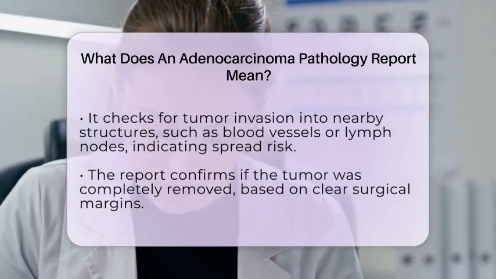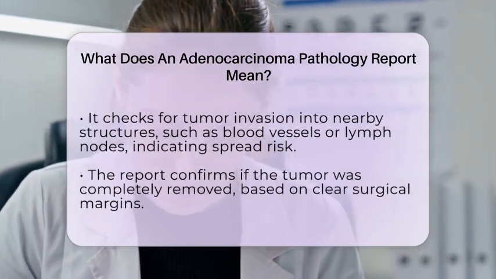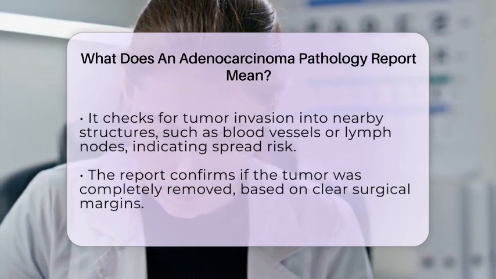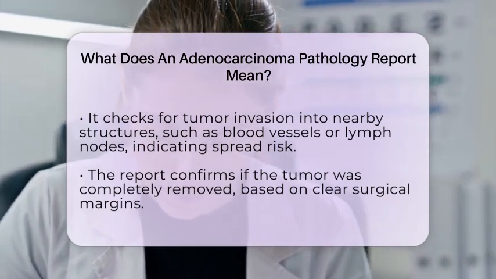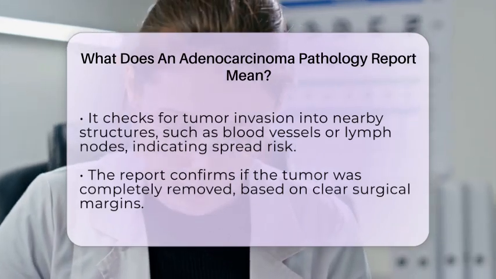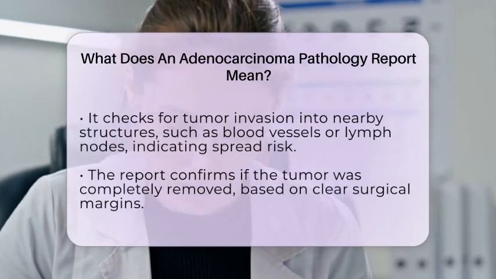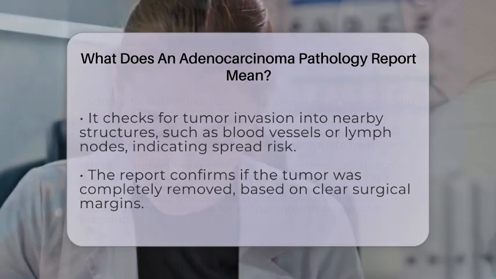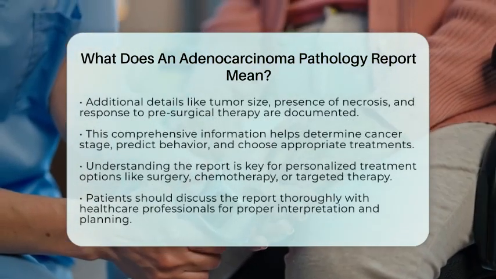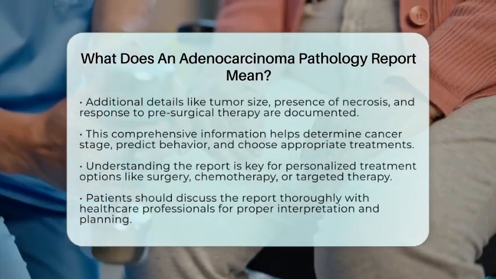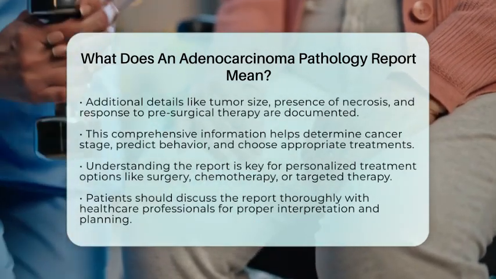The report also checks if the tumor was completely removed during surgery by examining the margins. Clear margins mean no cancer cells are at the edges of the removed tissue, which suggests the tumor has been fully excised. If cancer cells are present at the margins, additional treatment might be needed. Other details, such as tumor size, presence of dead tissue called necrosis, and how the tumor responded to any pre-surgical therapy, are also included. These details help doctors understand the tumor's behavior and plan the next steps.